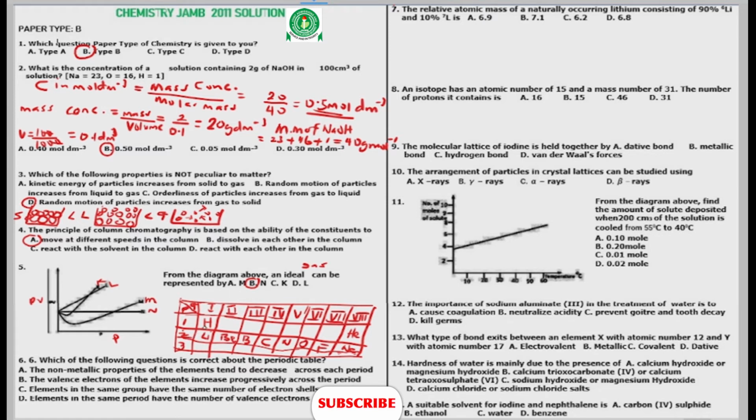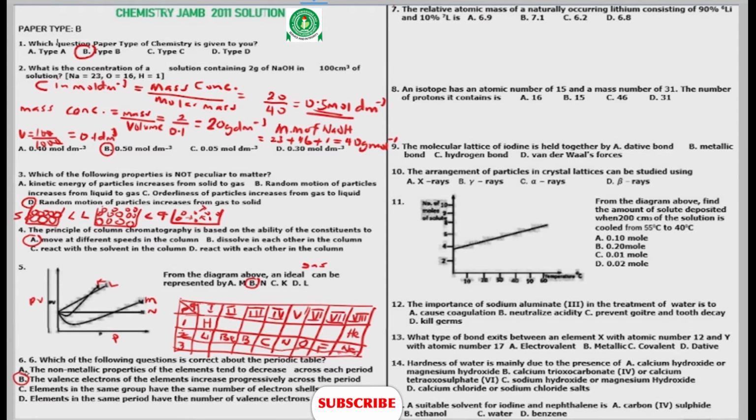You can see that in lithium we have a valency of 1 electron. In beryllium we have a valency of 2 electrons. In boron we have a valency of 3 electrons. In carbon we have a valency of 4 electrons. You can see that the valency electrons increase progressively from 1, 2, 3, 4, 5, 6, 7 and 8 along the period. So our option here is B.